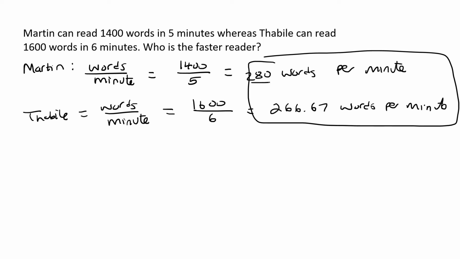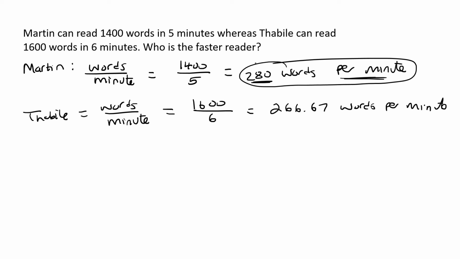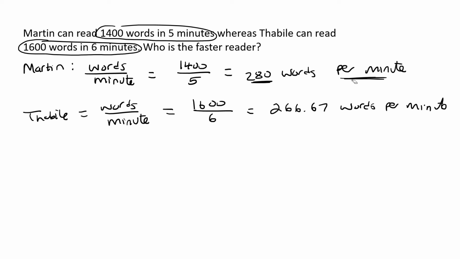Martin can read 280 words in 1 minute. Tabila can read 266.67, so maybe 267 words per minute. So who reads more words in 1 minute? Well, Martin. And so that means Martin is the faster reader. You see, you can't compare them when you're looking at it like this. It's too difficult, right? It's not easy. But when you take both of them and you change them both to 1 minute, then it's easy to compare them.